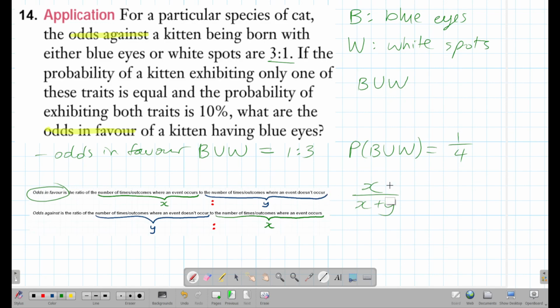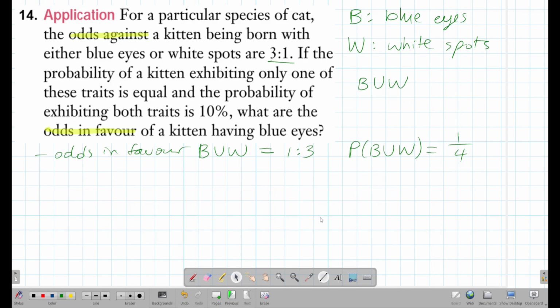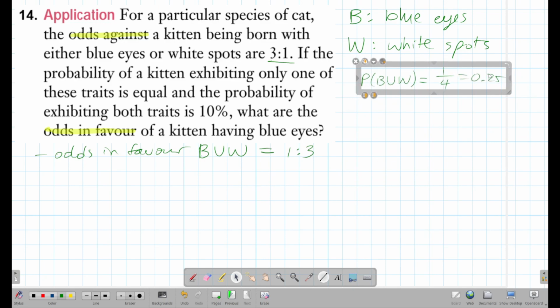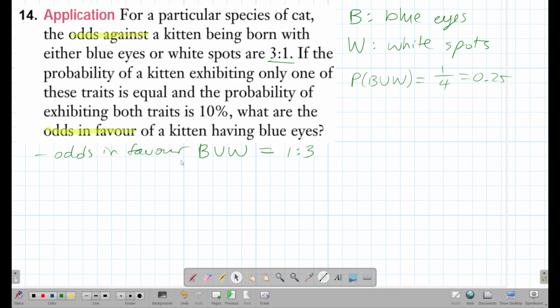Okay, but anyway, we now have the probability of B or W, which is 1 over 4. I'm going to write this as a decimal, because you'll see why later, like 0.25. Cool, so we have that. I'm going to also just move it above, so move it over here. Then the question proceeds to tell us that the probability of exhibiting both traits is 10%. So the probability of B and W, this is 0.1.